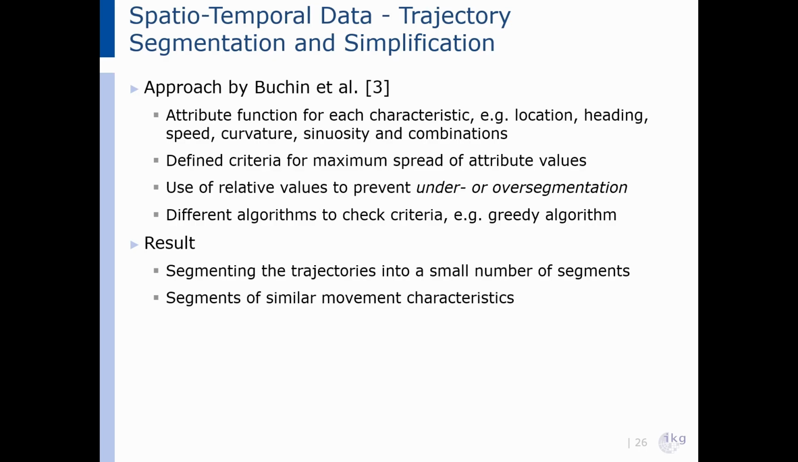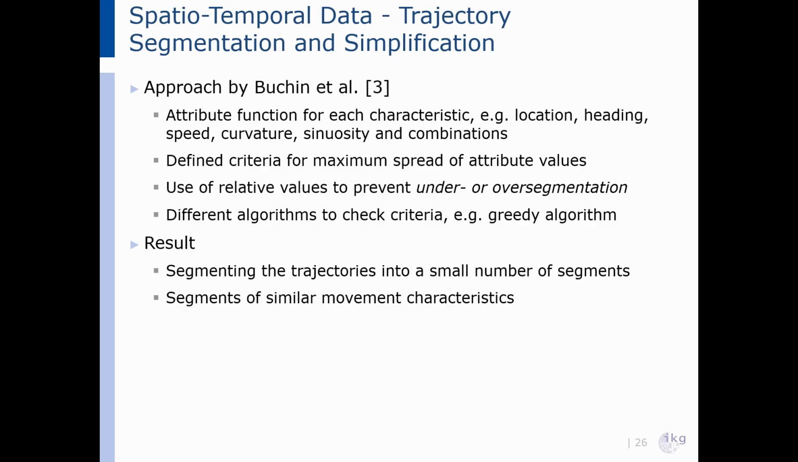The central idea is now that a trajectory should be split into segments whenever the variation within an attribute becomes too large. For instance, if within a part of the trajectory the speed values vary only slightly, we can treat it as one homogeneous segment. But if the speed suddenly changes a lot, that is an indication that a new segment should start. To make this robust, the method does not work with fixed thresholds, but with relative values. It looks at the maximum value of the attribute in relation to the segment. This avoids over-segmentation in noisy data and under-segmentation in complex trajectories.